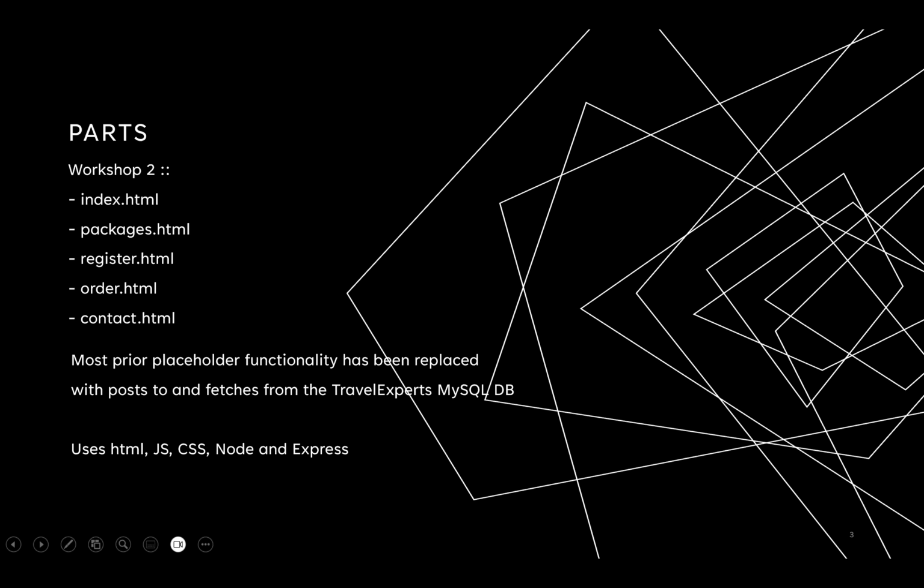Moving on to Workshop 2. I have added a new HTML page called order that you are redirected to from packages instead of how I had just displayed for Workshop 1. Most of the prior placeholder functionality has been replaced with posts to and fetches from the Travel Experts MySQL database. And now this Workshop 2 project uses HTML, JavaScript, CSS, Node, and Express.